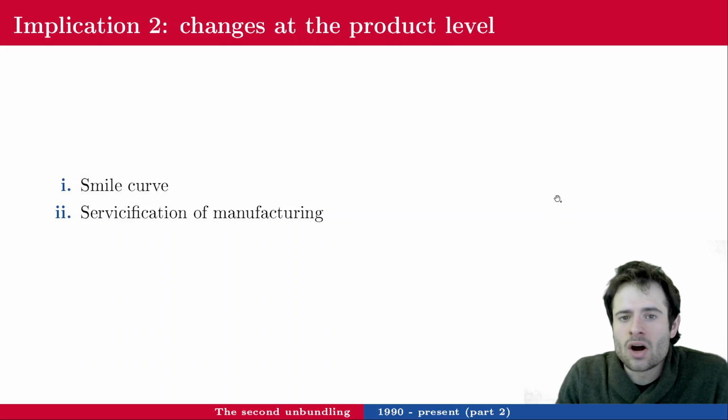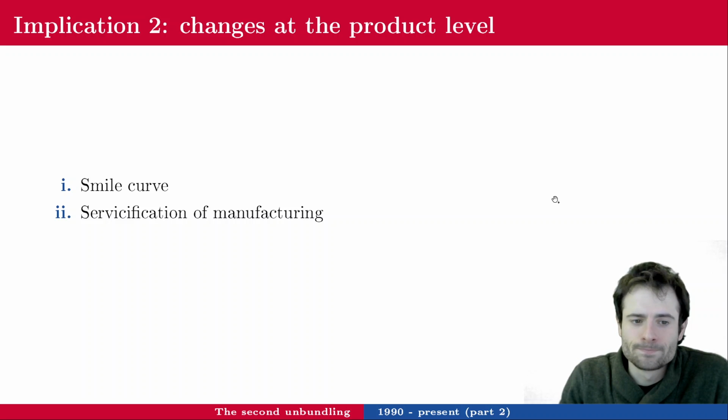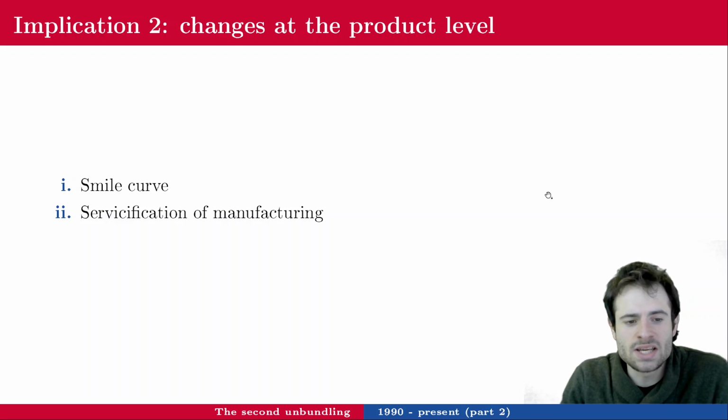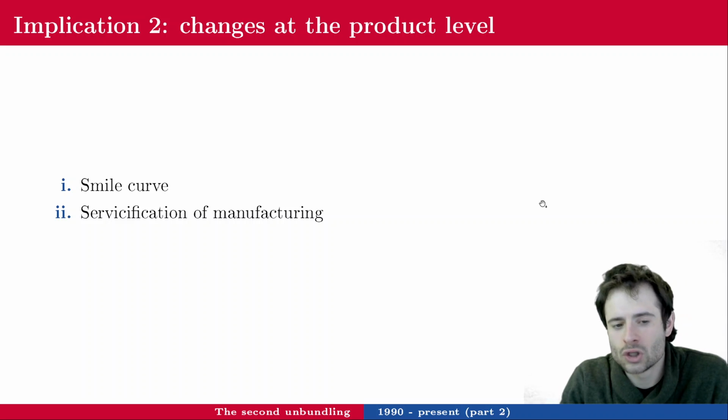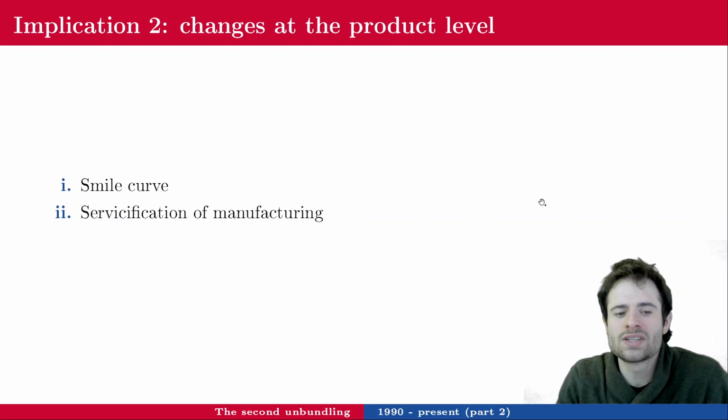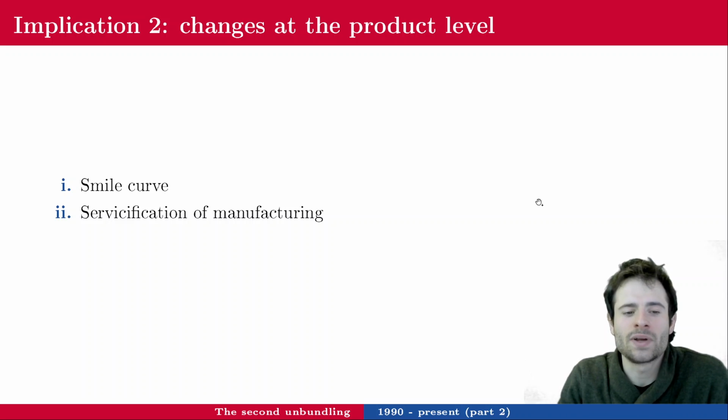Second implication are changes at the product level. In particular, we're going to see an interesting statistical fact happen called the smile curve, and also, with the smile curve will come the servicification of manufacturing. Try to say this one 3 times in a row. Good luck.